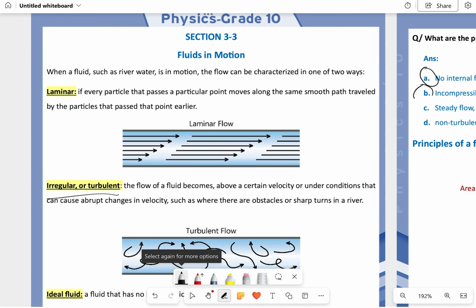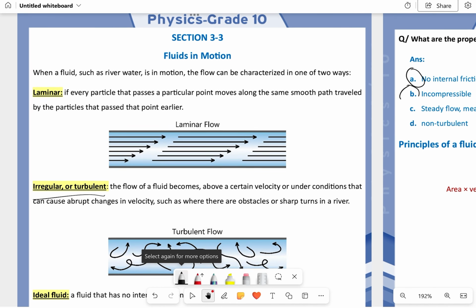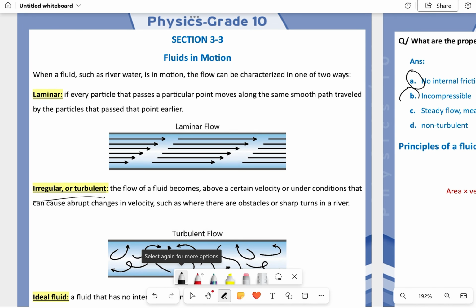Irregular or turbulent flow is opposite to that, okay? It is messy, the water or the fluid flow is splashy, like it has many eddies due to the obstacles that are in this fluid. So that's why it can disturb the flow of the fluid. We have two types, laminar flow and irregular or turbulent flow.